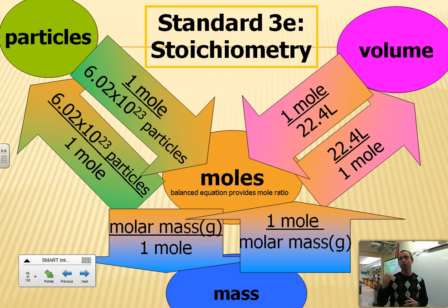And then we just added tool number 4, which is the mole ratio. The mole ratio allows us to convert moles of one substance into moles of another substance. Just kind of like a money exchange, right? I can convert my dollars into euros, into pesos, into shekels, depending on where I'm going. That's basically the mole ratio, and we get the mole ratio from the balanced chemical equation. So let's see it in action. I've got 3 examples for you.